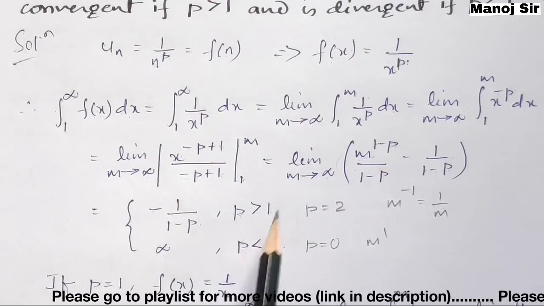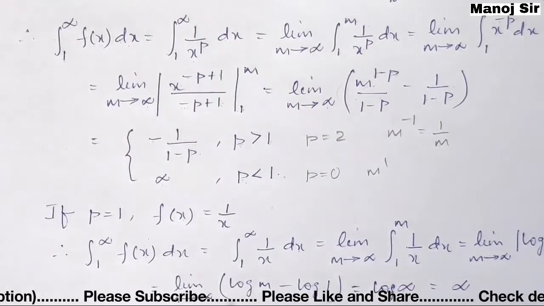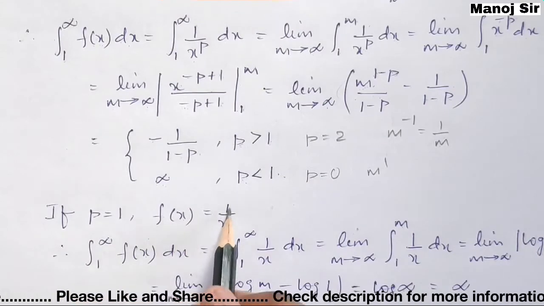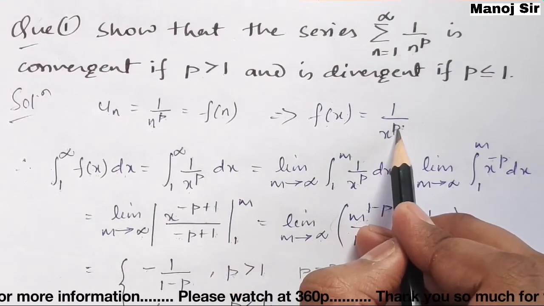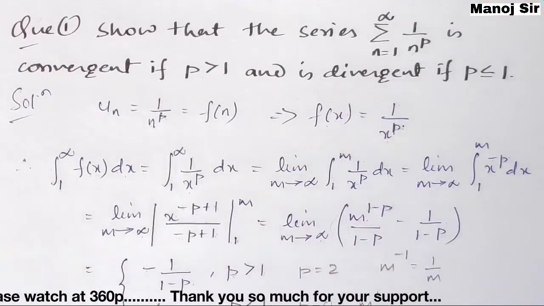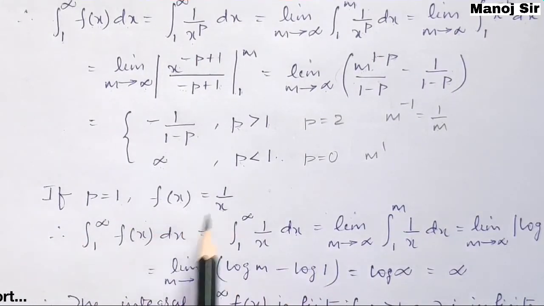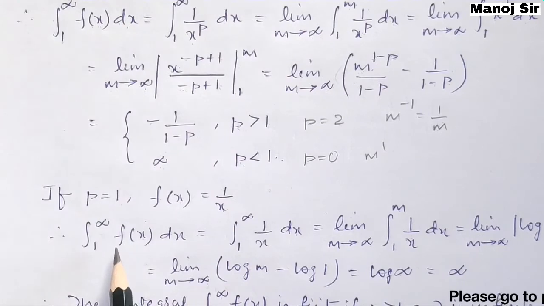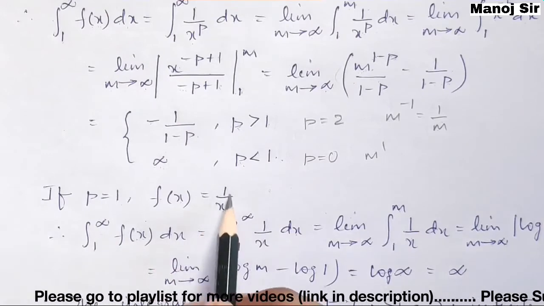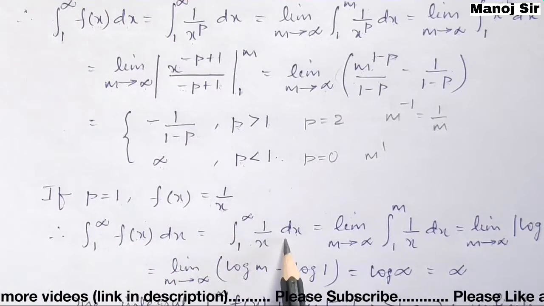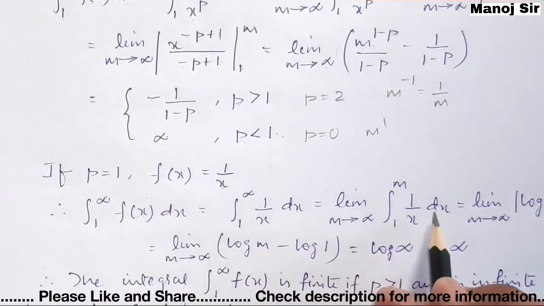Here we have studied two cases, that is p is more than 1 and p is less than 1. But if the value of p is equal to 1, in that case what is f of x? F of x is 1 upon x to the power p, and when p equals 1, this f of x will become 1 upon x. Now again we will try to find the integration of this, that is integration 1 to infinity f of x dx. In place of f of x we need to write 1 upon x. Now we will take the help of limit. So limit m tends to infinity, integration 1 to m, 1 upon x dx.